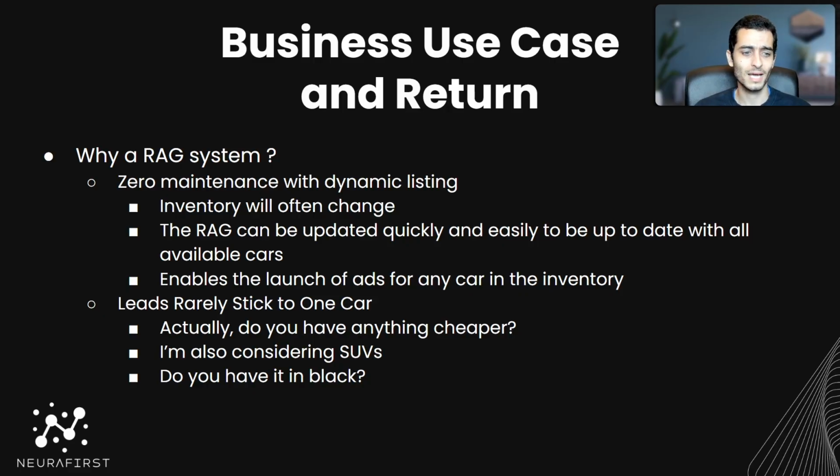The second reason is that the leads rarely stick to one car. So during a conversation, you will have a lead that will say, hey, actually, do you have anything cheaper? Or maybe he will say, actually, I have a little bit more budget. Can we go for a similar car with more options? Or, hey, I'm also considering black SUVs apart from this specific car. Do you have something within the same price range? And having a system that knows about all the inventory will be super useful to increase the conversion rate.